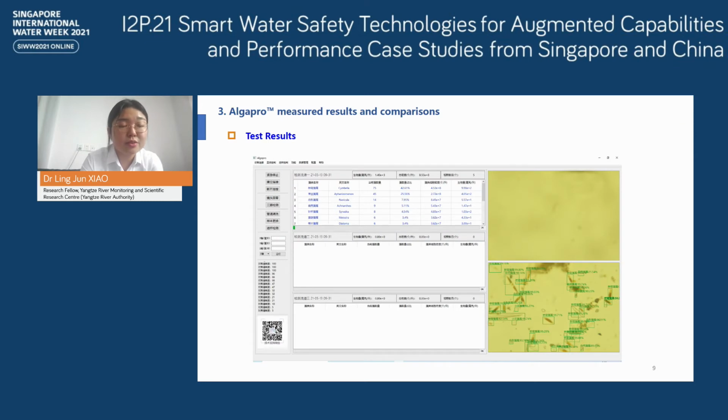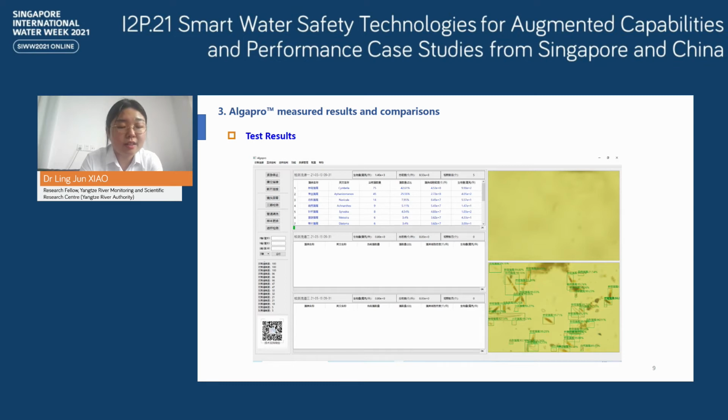Here is a demonstration of Algae Pro measured results. On the right side are captured images of flowing samples, and the top one is the raw image and the bottom one is the processed image with labeled boxes and the respective names of each recognized algae. In the middle is the analysis report of each sample.